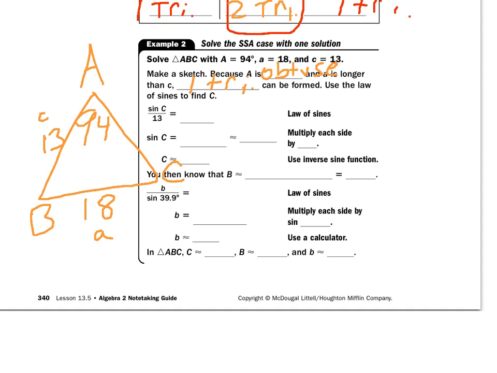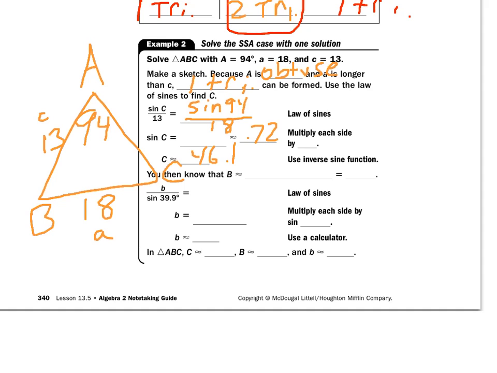We have the sine of C, which we don't know, over 13, and then we're going to do the sine of 94 over 18. So we're going to multiply both sides by 13 there. And when I multiply by 13, I get the sine of C is 0.72 or about somewhere in there. And then I inverse sine like we learned in the last section, because sine of C equals 0.72, inverse sine, and I get 46.1 degrees.